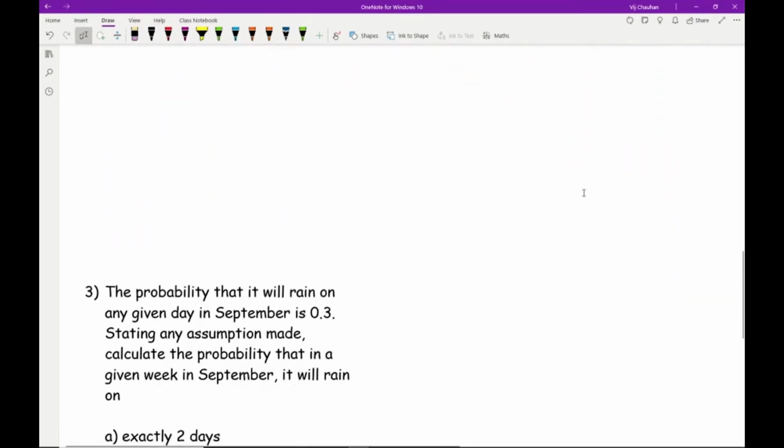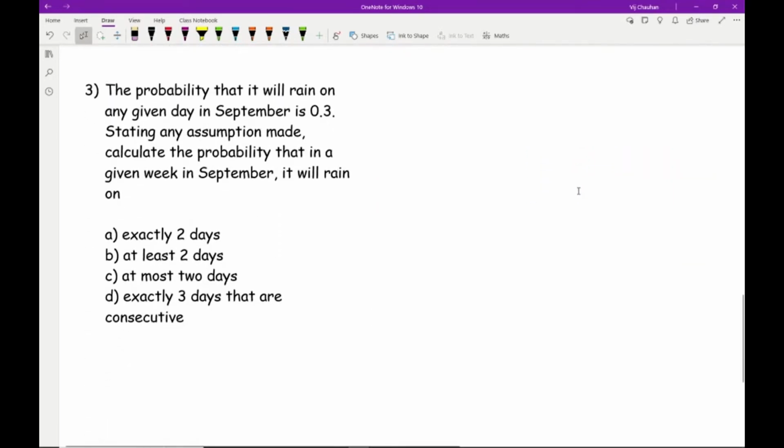So moving on to our last example, example 3. Reading the question out, hopefully written correctly: the probability that it will rain on any given day in September is 0.3. Stating any assumption made, calculate the probability that in a given week in September it will rain on, A, exactly 2 days, B, at least 2 days, C, at most 2 days, and D, exactly 3 days that are consecutive.